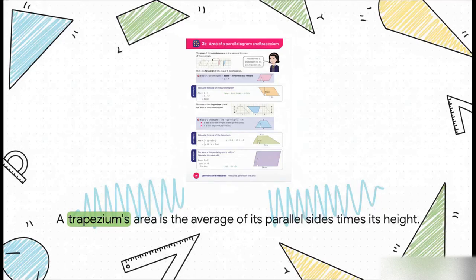All right, our last 2D shape for today is the trapezium. The special thing about this one is that it has two parallel sides, but they're different lengths. We'll call them A and B. So to find the area, we do something kind of cool. We find the average length of those two sides. You just add A and B together, divide by 2, and then multiply that average by the height.